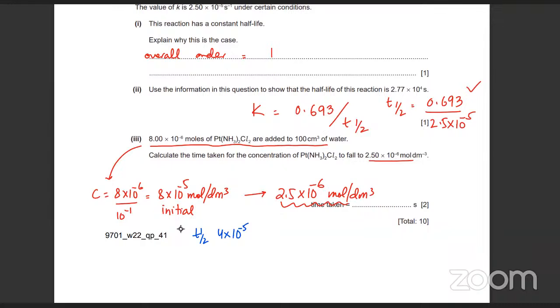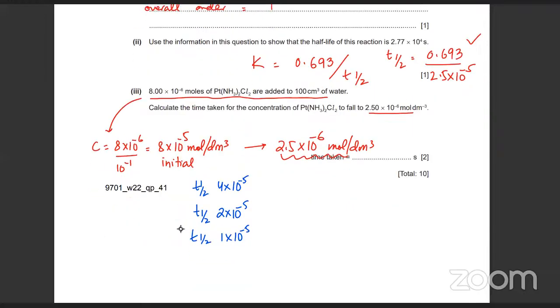What's the second half-life? The concentration would decrease by a further half. So it's going to become 2 times 10 power minus 5. Then the third half-life would be 1 times 10 power minus 5, right? So for the fourth half-life, it's going to decrease by a half further. So what's half of this? Is it 5 times 10 power minus 6?